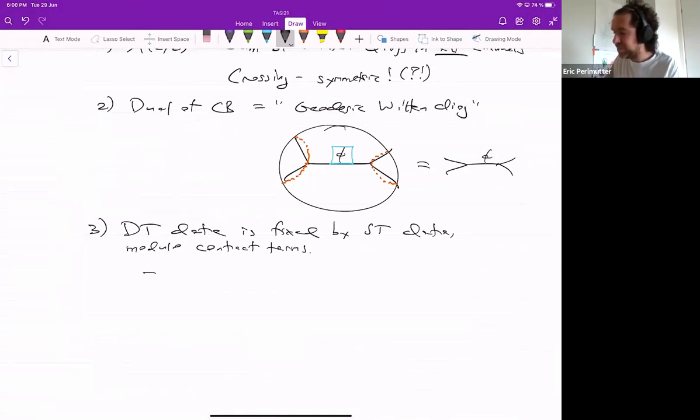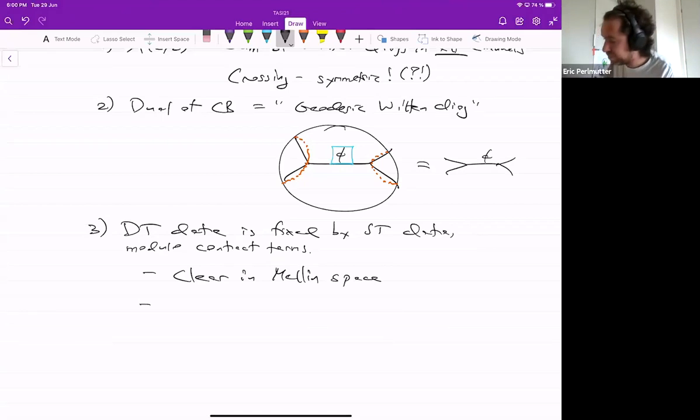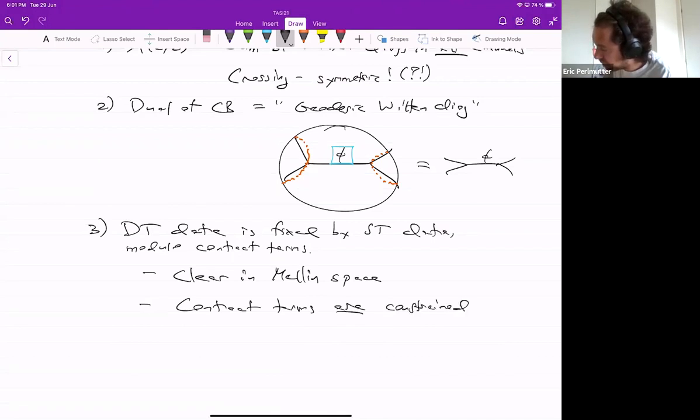This fact that the double trace data is almost, or at least mostly, determined by the single trace data is especially clear in the Mellin formalism for computing holographic correlators. Perhaps we'll talk about this tomorrow. There's also a nice discussion of this in Joao Penedones's TASI notes. And the contact terms are constrained. One is not just free to add whatever contact terms one wants to some low energy effective action and be consistent with all principles of physics. We'll talk about that tomorrow too.